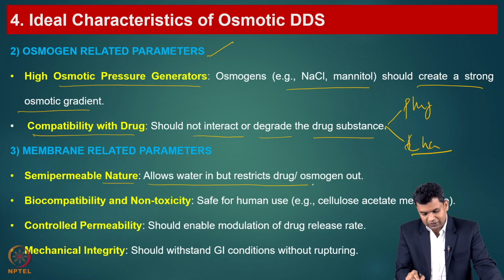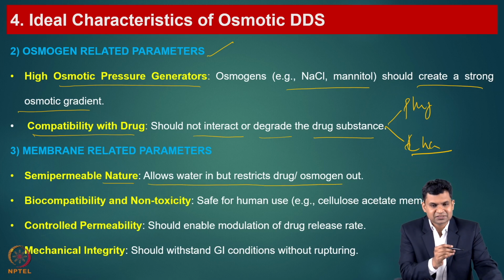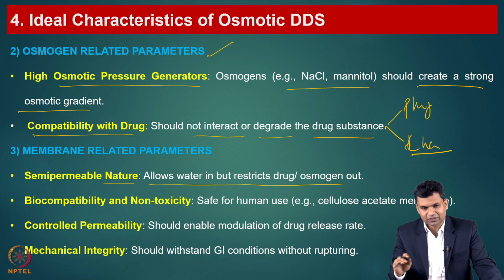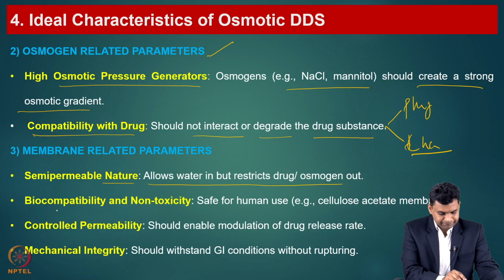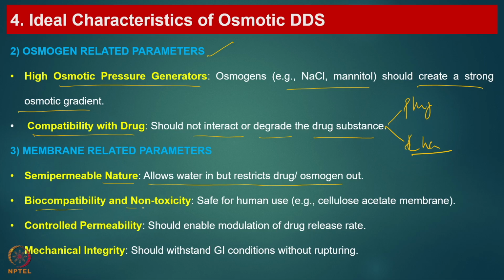The third one is membrane related parameters, nothing but semi permeable membrane related parameters. The semi permeable nature should allow water in, but restrict drug and osmogens from going out. That is of utmost importance because water needs to come in through the semi-permeable membrane. And biocompatibility and non-toxicity is a major requirement.